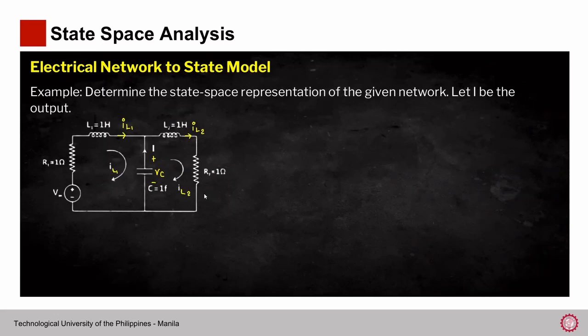The way that we solve this is we identify the state variables first. So what are our state variables? Just write state variables. What are the state variables? Like I said, the number of energy storing components, the inductors and capacitor here, those are the state variables. In this case, we have IL1, IL2, and VC. So just write IL1, then IL2, and then VC.